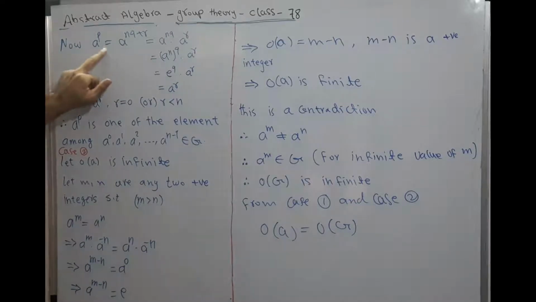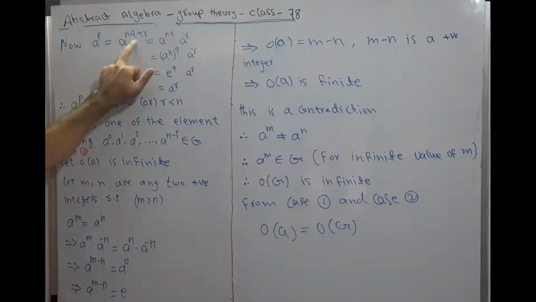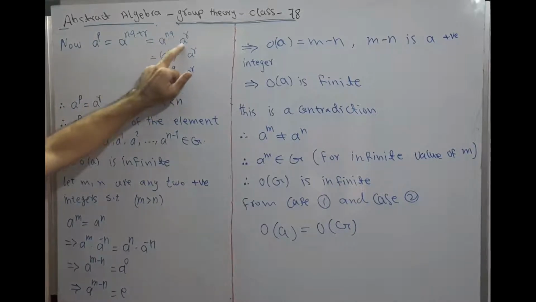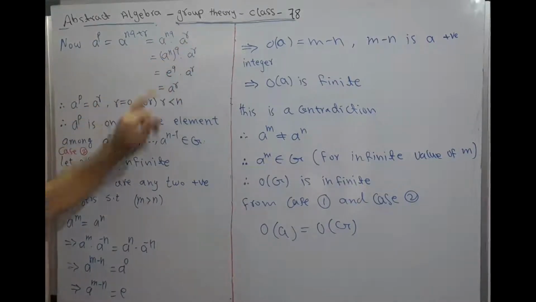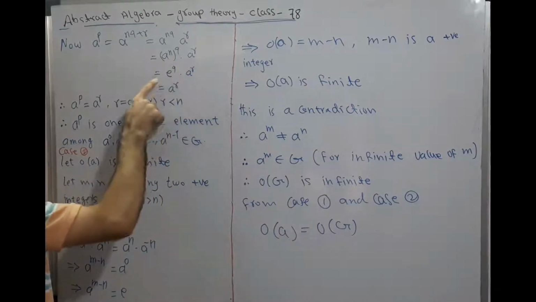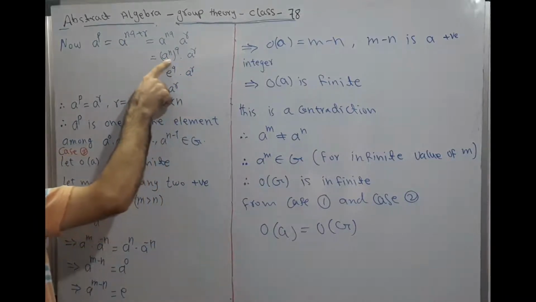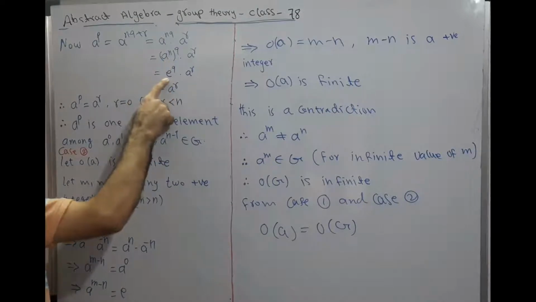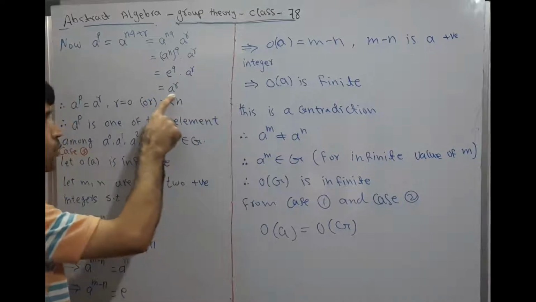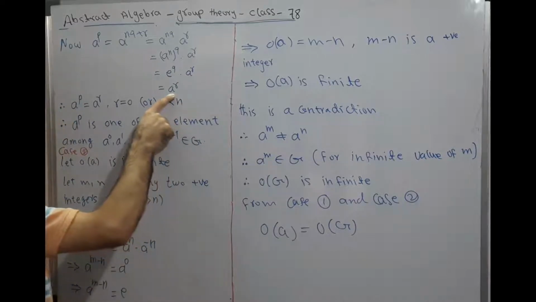Now a to the power p is equal to a to the power n q plus r. It is equal to a to the power n q times a to the power r. We can write this as a to the power n, whole to the power q, times a to the power r. Instead of a to the power n, we can write e, so it is e to the power q times a to the power r, which is equal to a to the power r.